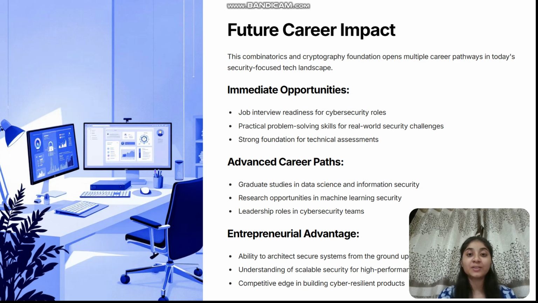Additionally, for anyone interested in entrepreneurship, this knowledge is invaluable. Being able to design secure systems from scratch will allow me to build scalable, high performance software that can withstand the threats.